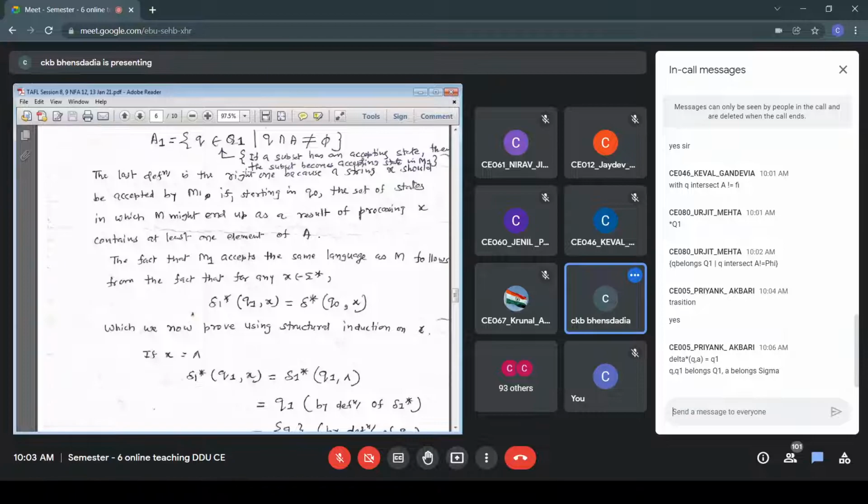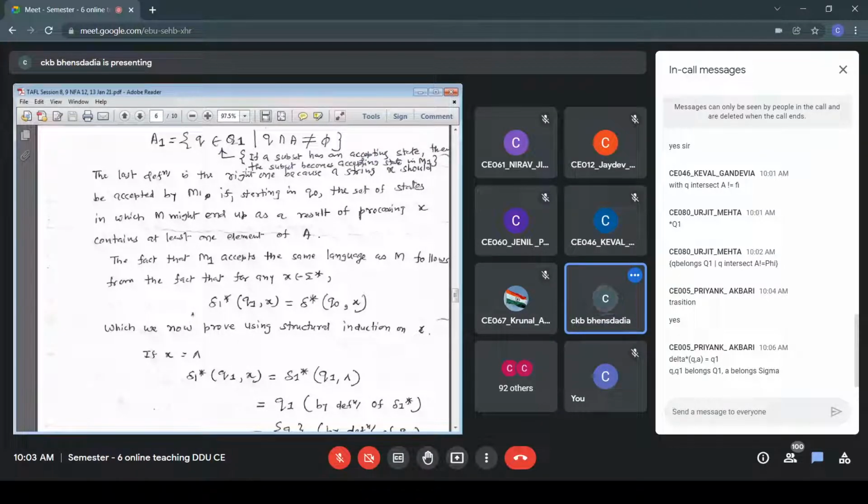Priyank, it is not delta star, it is delta of q, A, where q belongs to capital Q and A belongs to sigma. Again, I repeat, we take every element of that subset and we were looking into the transition table of NFA. It means it is in terms of delta.